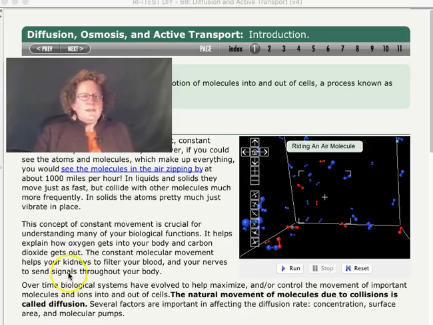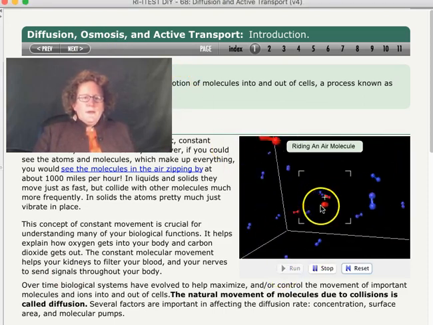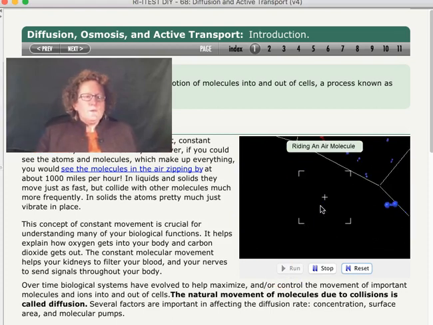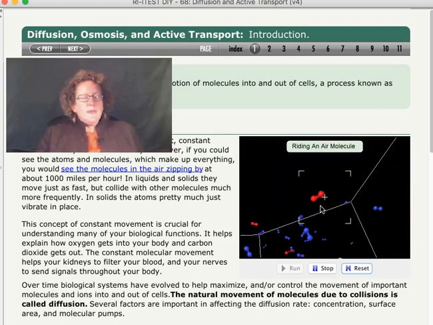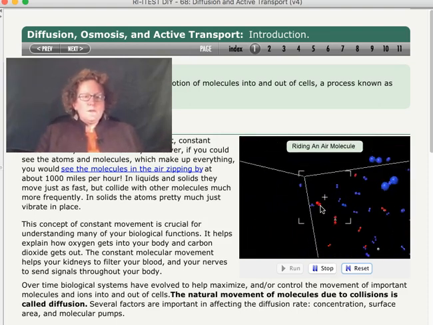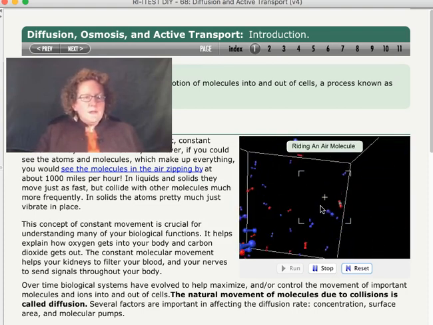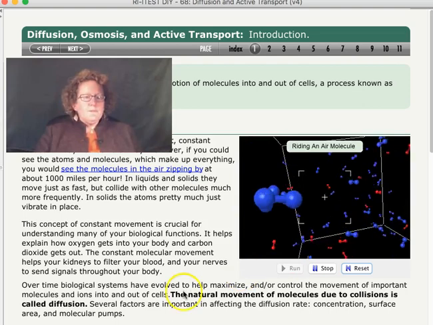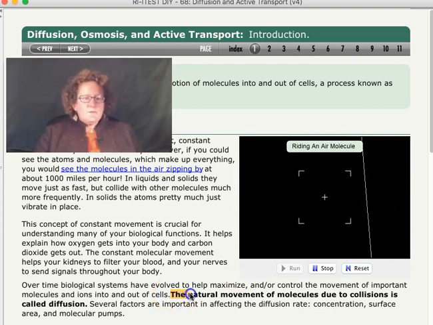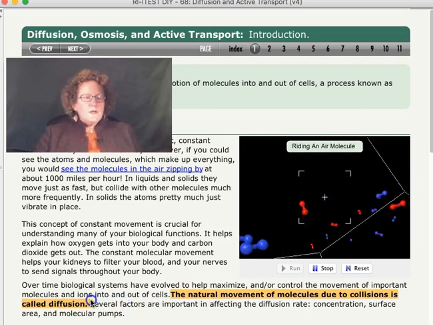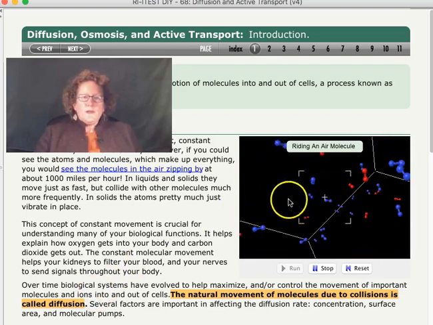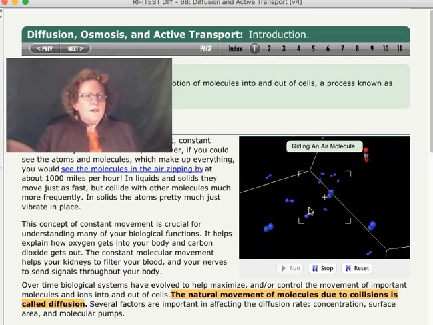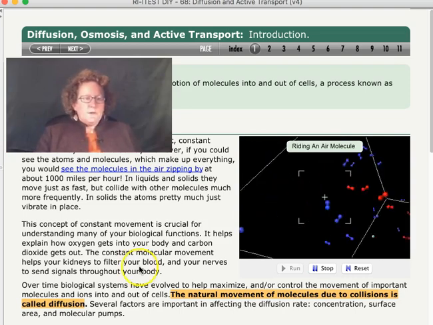So to introduce the idea of diffusion, we're going to ride an air molecule here to understand that all molecules are always moving. Gas molecules in air are moving very rapidly, and diffusion is the idea that all molecules are always moving, and they're moving randomly due to collisions with other molecules. You can see that the definition of diffusion is right here. The natural movement of molecules due to collisions is called diffusion. And hopefully you're getting an idea of how molecules travel and how randomly they travel due to diffusion.